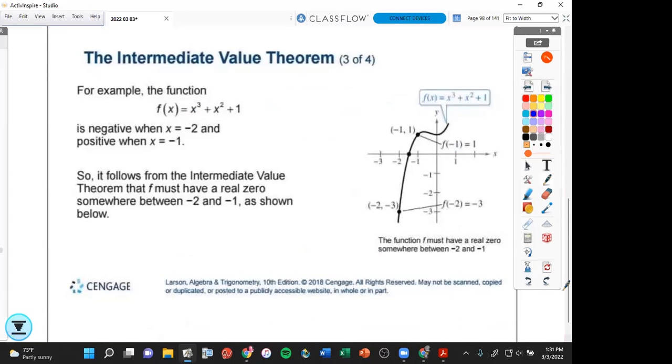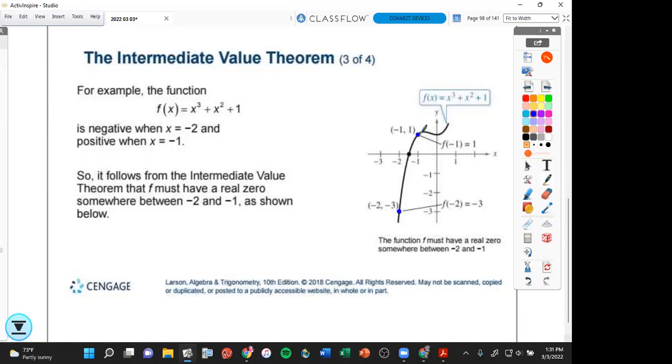So here is a useful use, I guess, for the intermediate value theorem. I've got a function, f of x is x cubed plus x squared plus 1, and I want to know where the zeros are of this function. Well, if I plug in -2 into that function, I get a y value of -3. Notice the y value is negative. If I was to plug in -1 into the function, I get a y value of 1. So what happened? The value of y went from a negative number to a positive number.